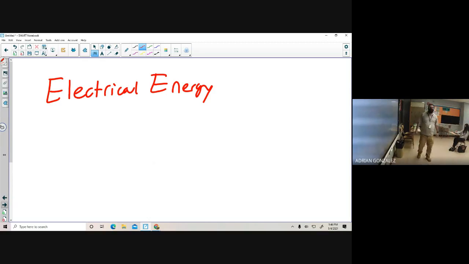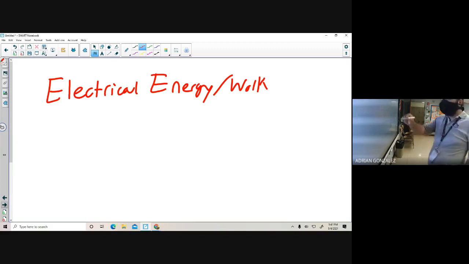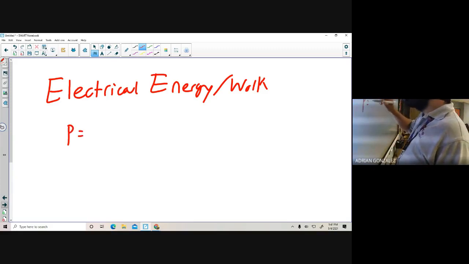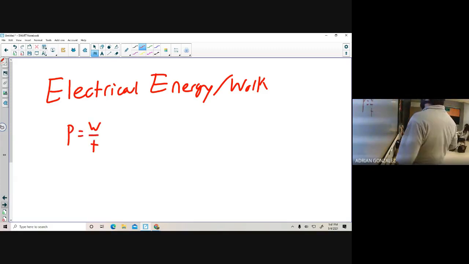Okay. So electrical energy will work, right? Well, how do we figure that out? Well, we have a formula that already has it in there. We already talked about a formula that has work in it. What formula did we talk about that already had work in it? Power, right? Power equals work over time.